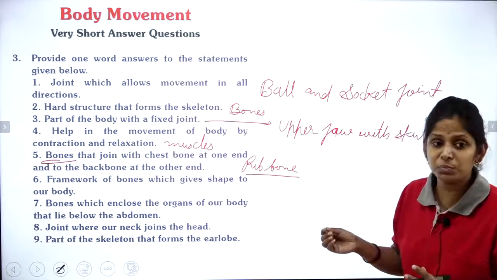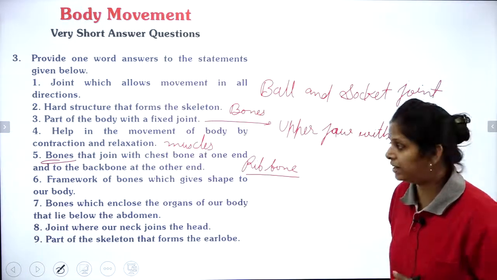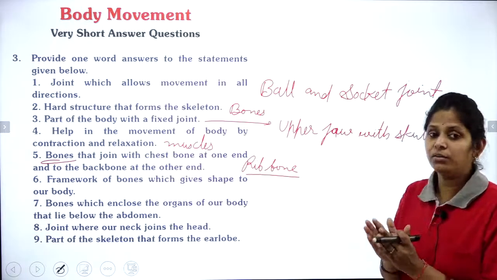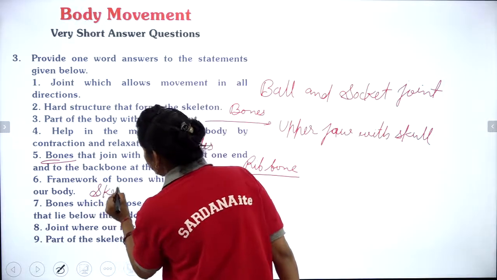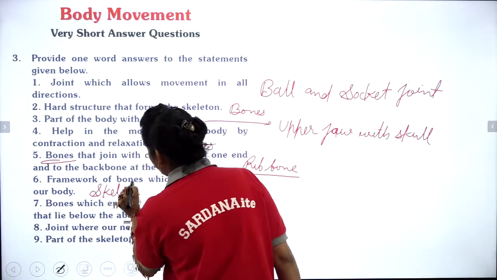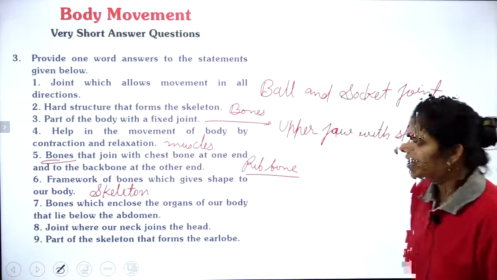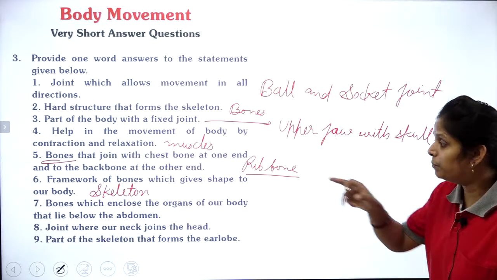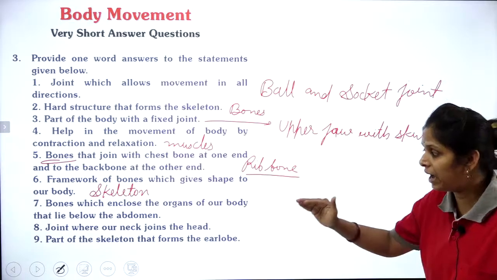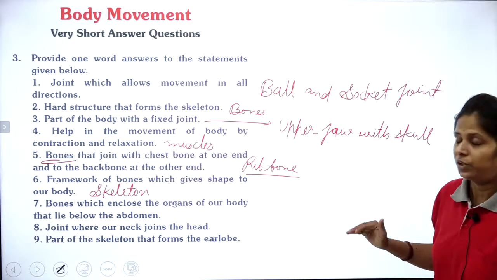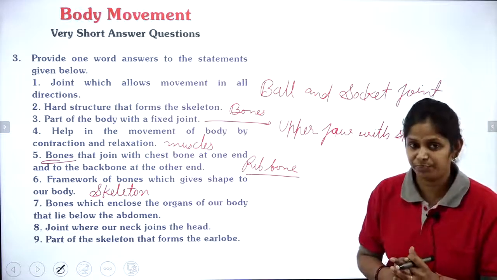Okay, skeleton. Now bones which enclose the organs of our body that lie below the abdomen. You know, I told you different types of bones in the skeleton system. Clear? So it is asking about the name of the bone which encloses the organs of our body that lie below the abdomen. So below the abdomen, which bone is present there? Pelvic bone. Okay. So here we will write down pelvic bone. And you know this bone forms the hip part of your body, this pelvic bone.